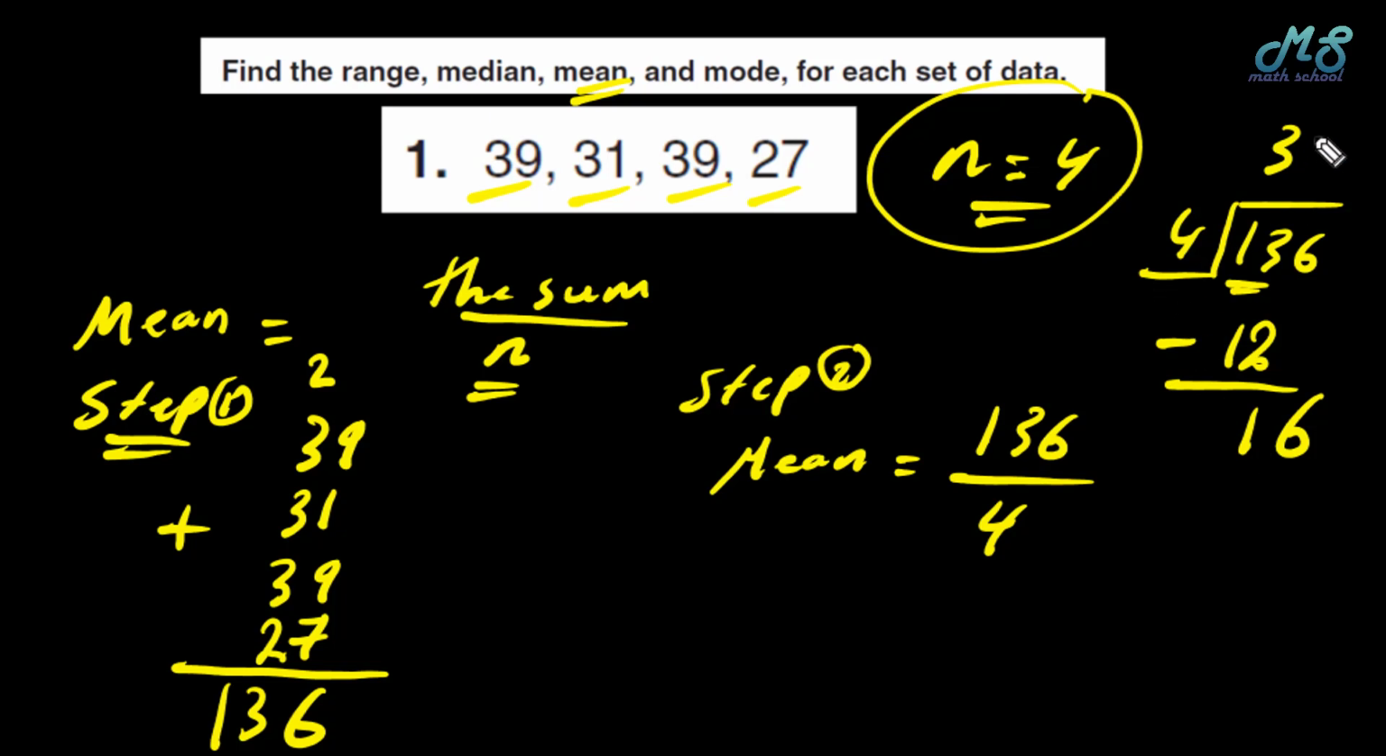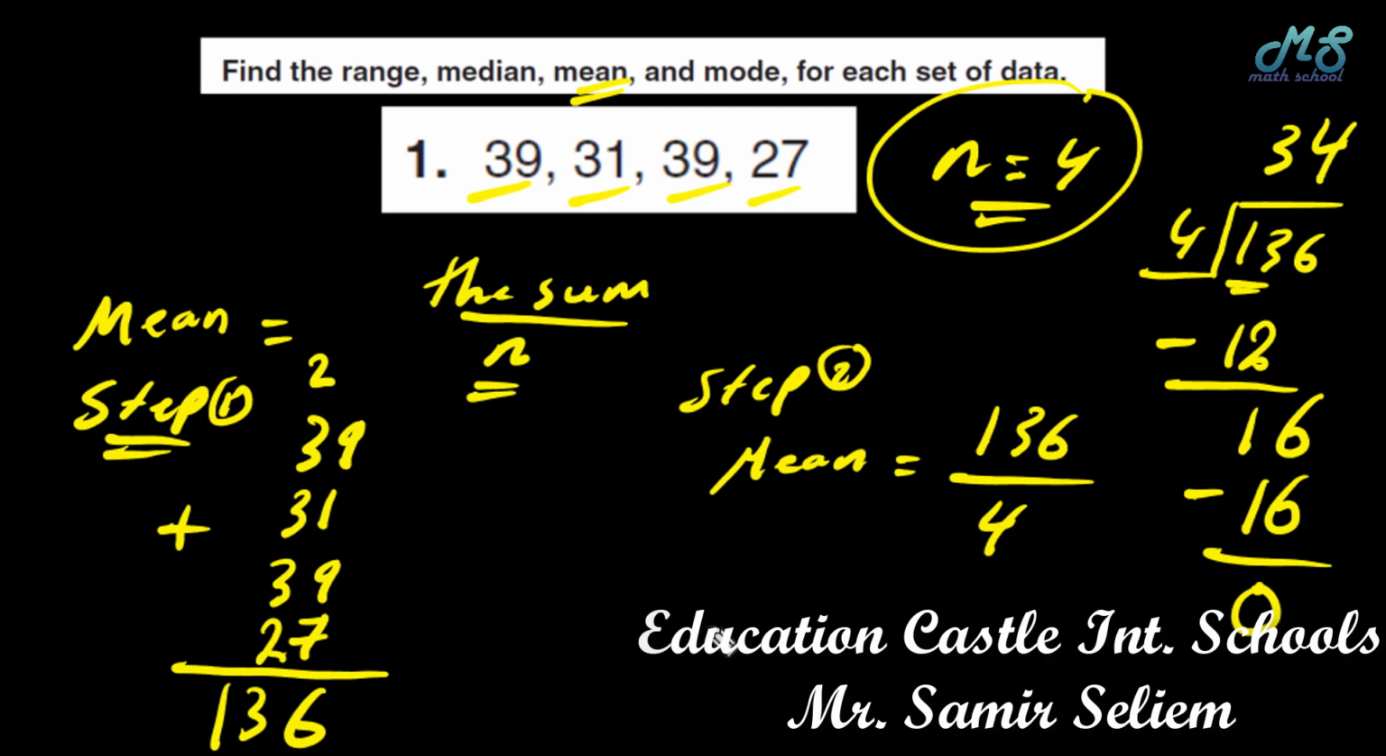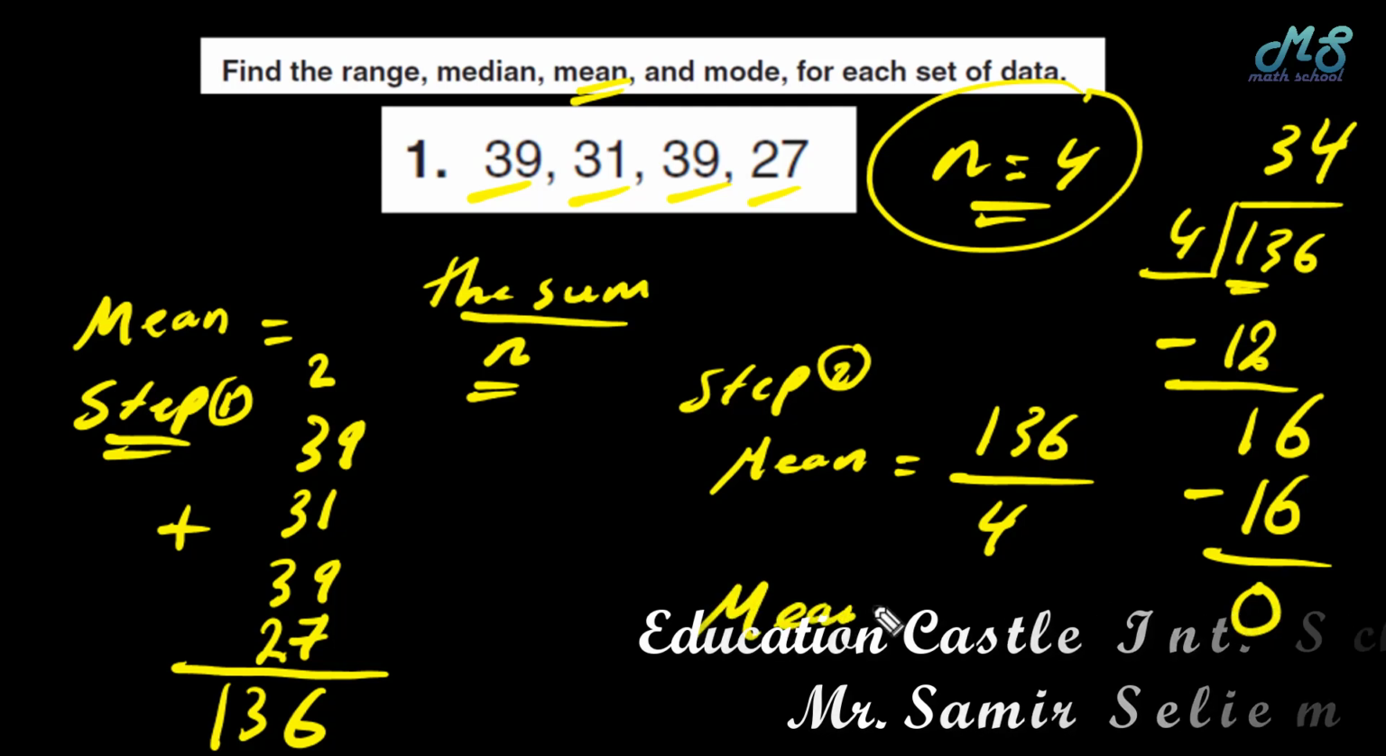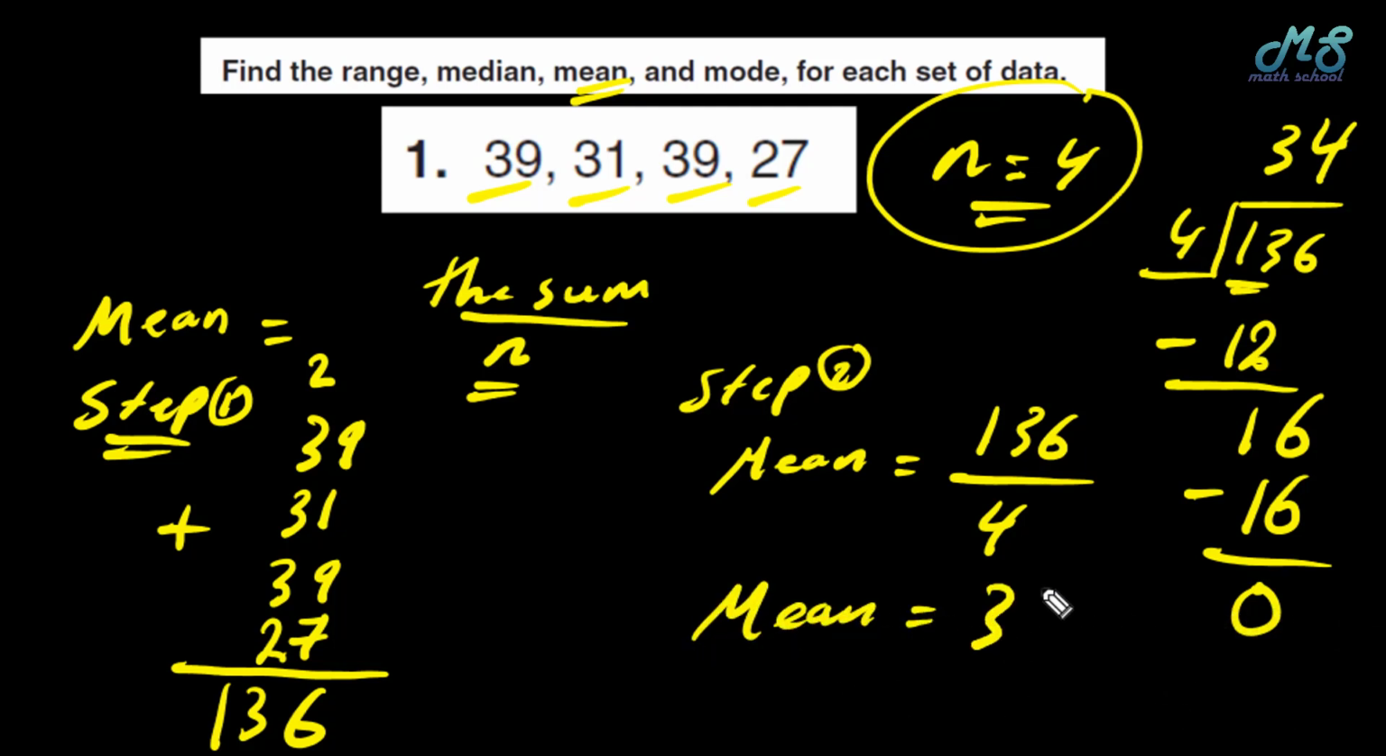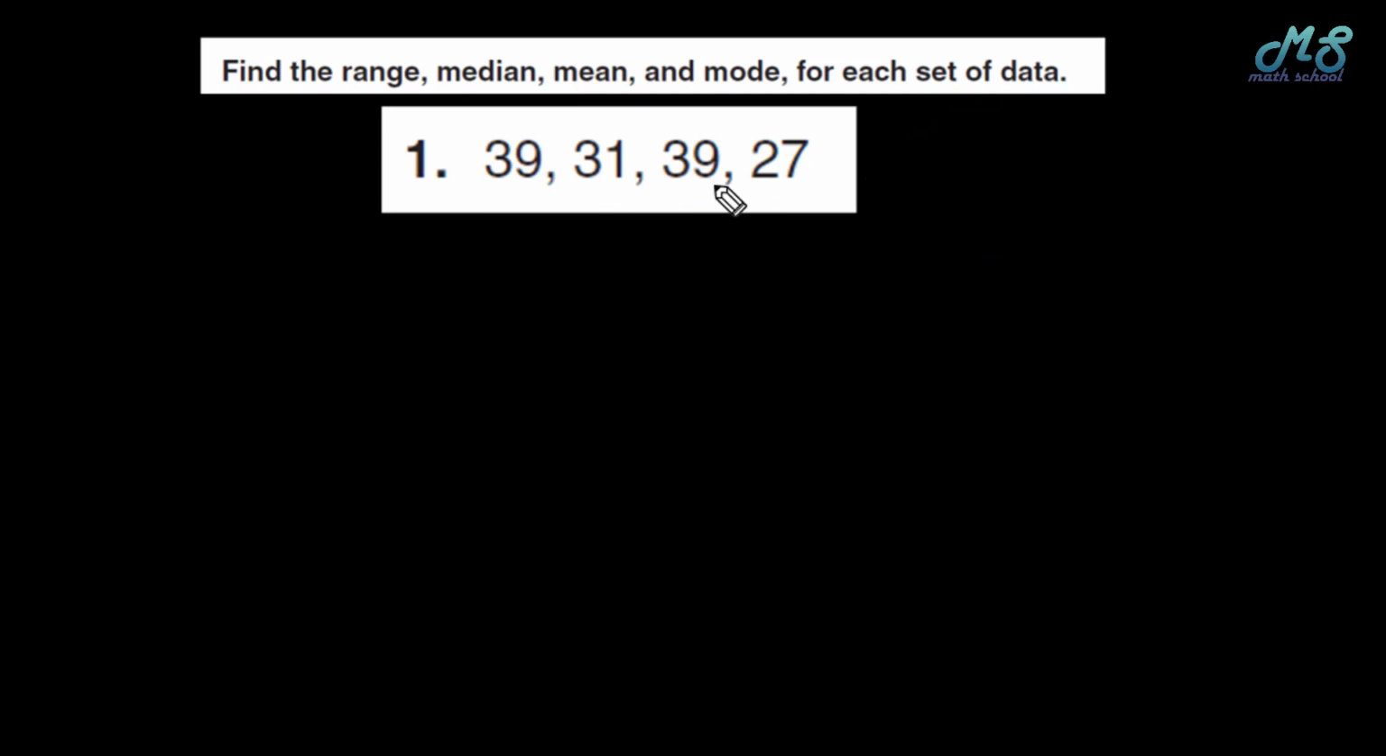16 divided by 4, equals 4. 4 times 4 equals 16. Draw a line and subtract, we get 0. Now the value of the mean equals what? Yes, equals 34.